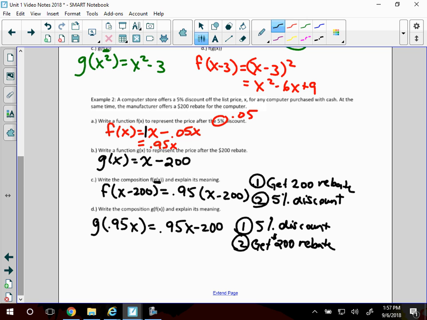There we go. So that's target 5, composition of functions. It basically means we're taking one function and putting it inside another function.